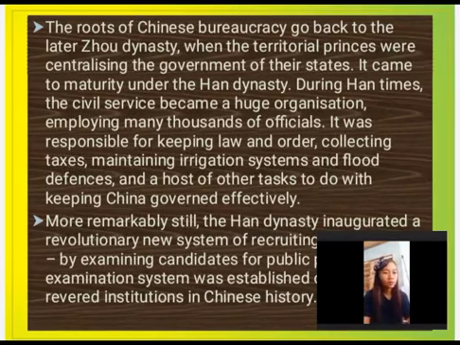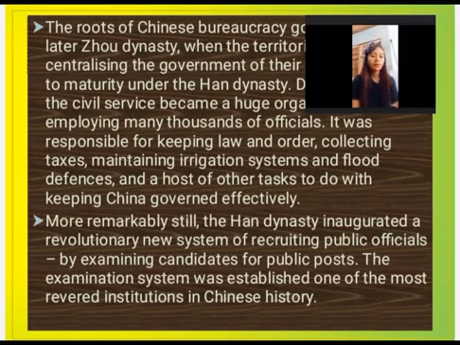The roots of Chinese bureaucracy go back to the later Zhou dynasty, when the territorial princes were centralizing the government of their states. It came to maturity under the Han dynasty. During Han times, the civil service became a huge organization, employing many thousands of officials. It was responsible for keeping law and order, collecting taxes, maintaining irrigation systems and flood defenses, and a host of other tasks to do with keeping China governed effectively.